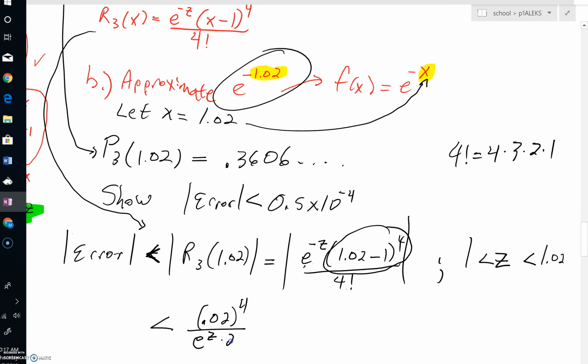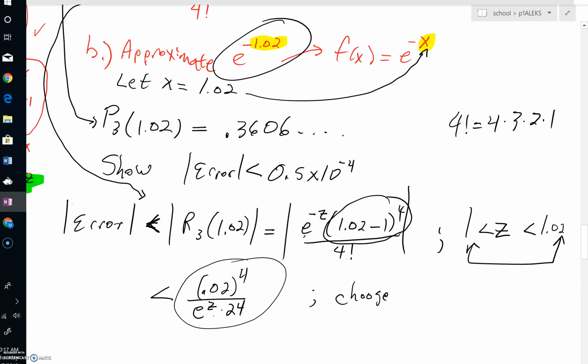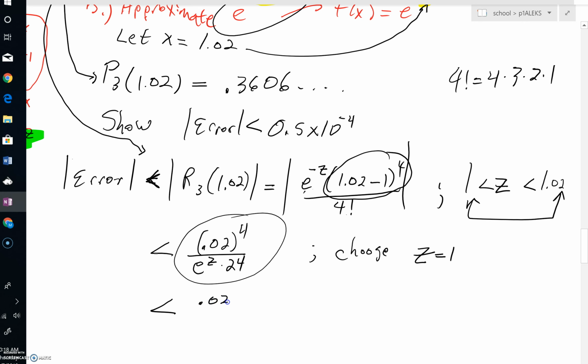It's actually a 24. But remember, I want this to be as big as possible. It's like a worst case scenario. So I'm going to choose a z value to make my denominator small. And I have choices between 1 and 1.02. The smaller your denominator is, the bigger your fraction is. So I'm going to choose z equals 1. And when I do that, I'm going to see that I've got 0.02 to the 4th all over e to the 1 times 24.